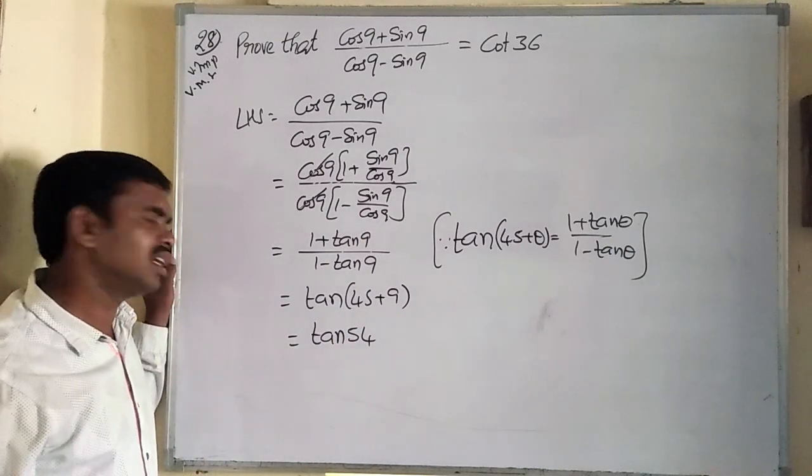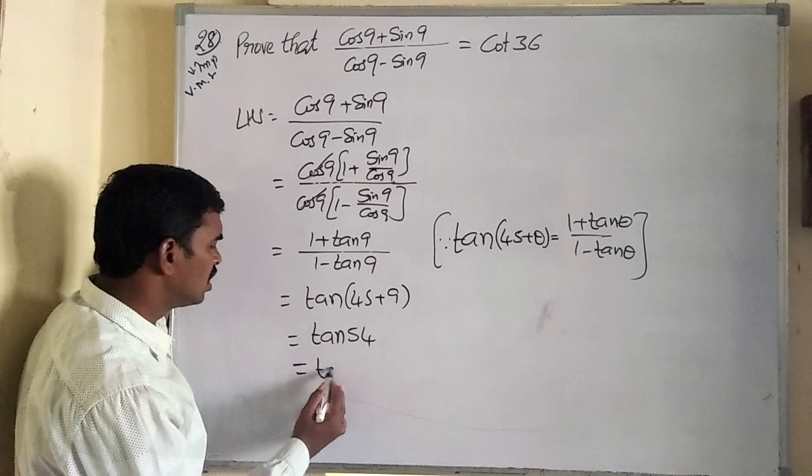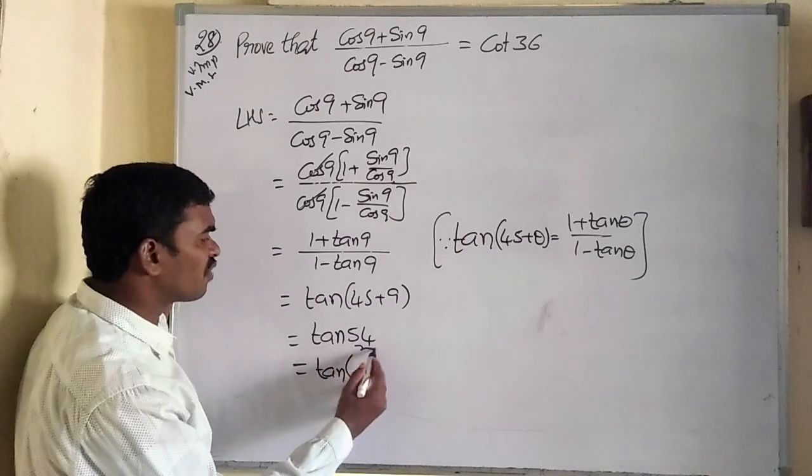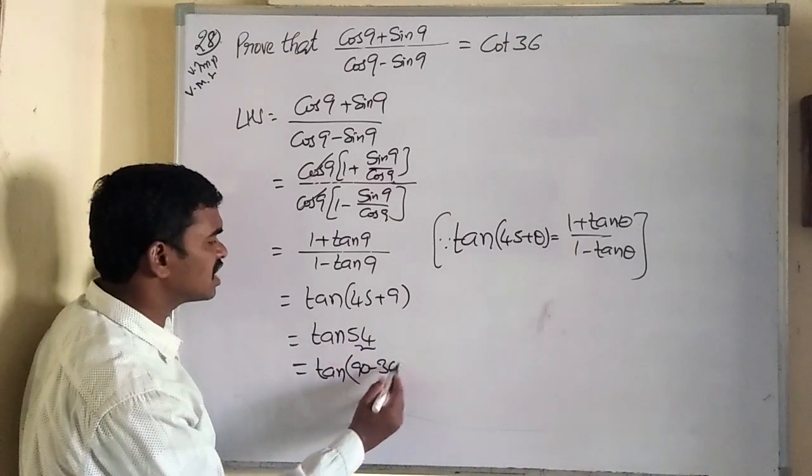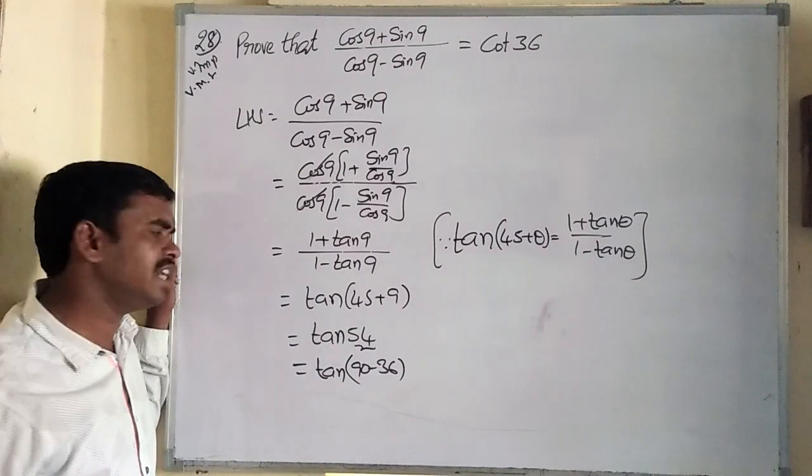How did it is right? Yes, it is right. We just change. Tan of 54 we can write 90 minus 36. 54 can be written as 90 minus 36.